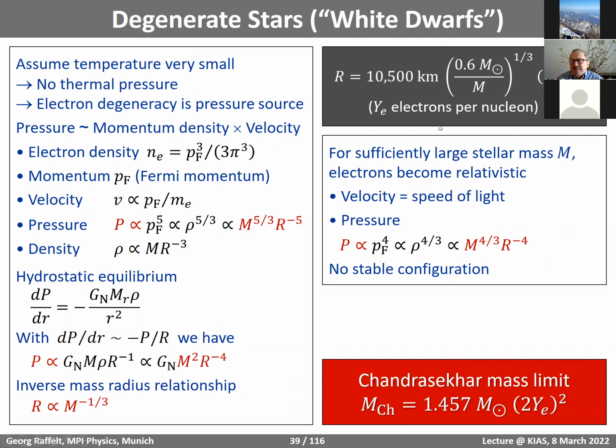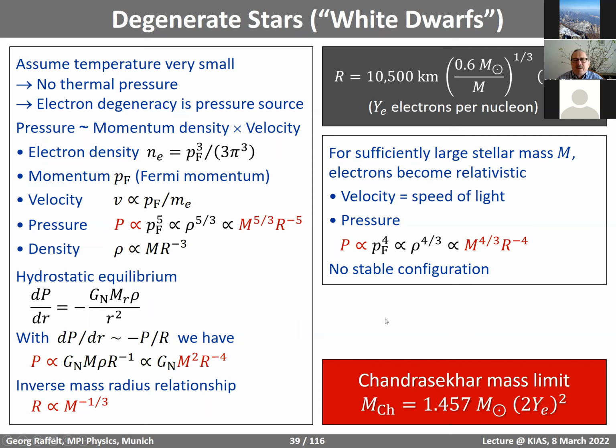Now, of course, if the mass gets even larger, then the electrons become relativistic. Once electrons become relativistic, the velocity is the speed of light and no longer proportional to anything else. It's just a number, which means the pressure is actually smaller. And so then it can no longer be supported by electron degeneracy pressure. And that is the famous Chandrasekhar mass limit, which Chandrasekhar derived in the 1920s, where he combined basically quantum mechanics with relativity and was at first not believed. But in any case, he came forth with this argument and tells us that a star supported by degeneracy pressure has a maximum mass, which, depending on the exact electron concentration, is around 1.5 solar masses.